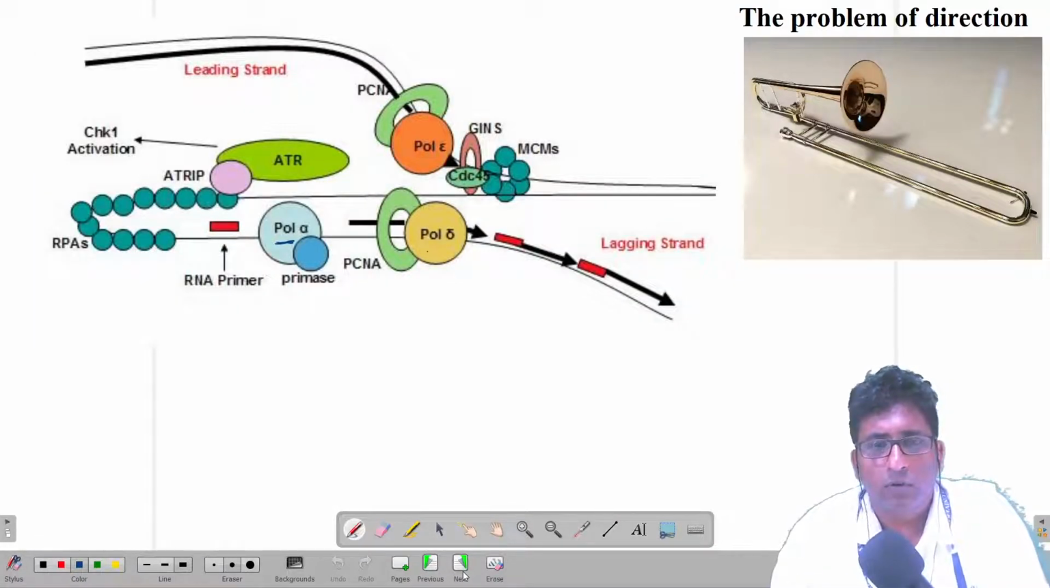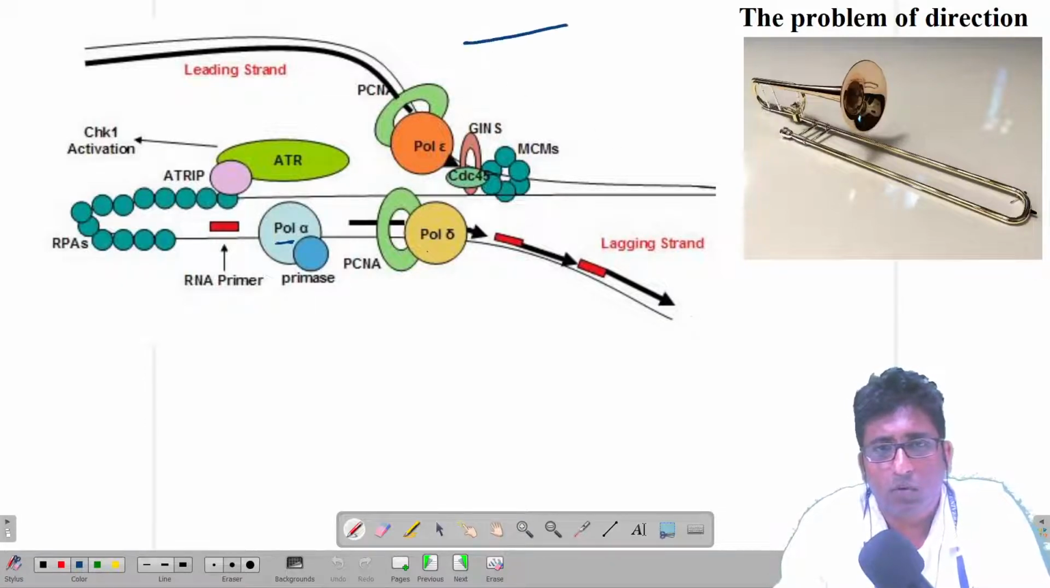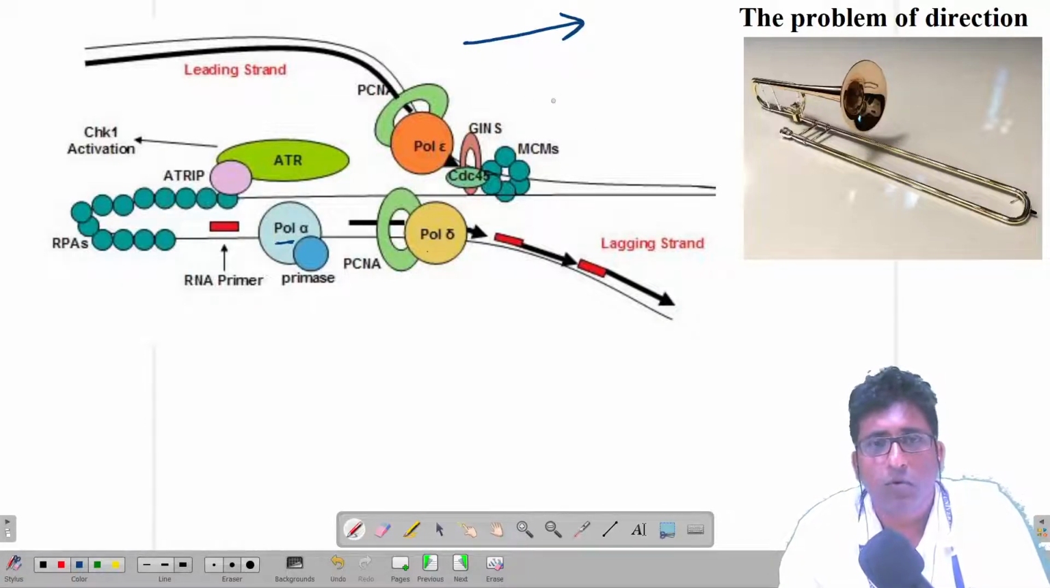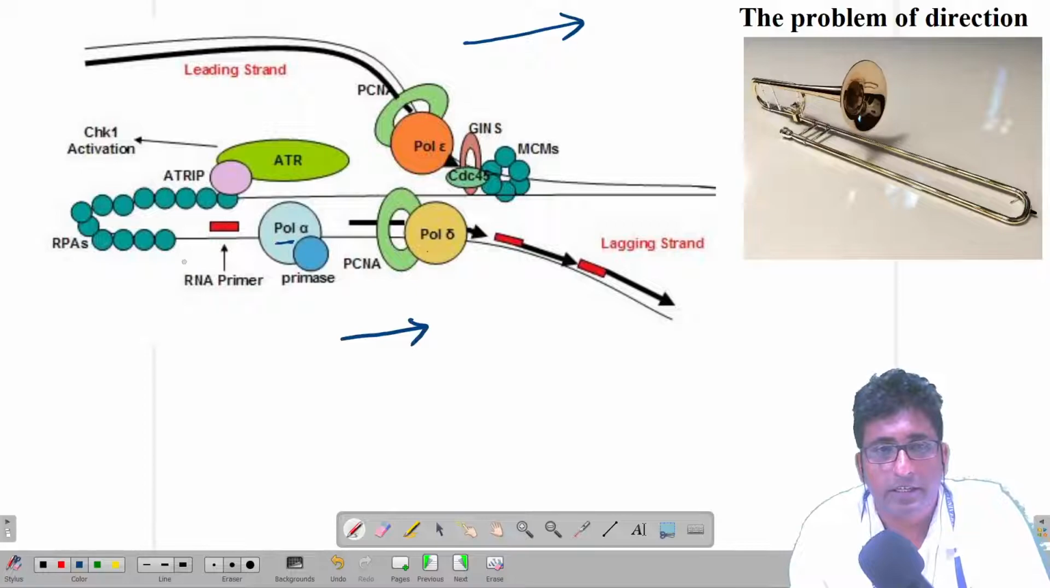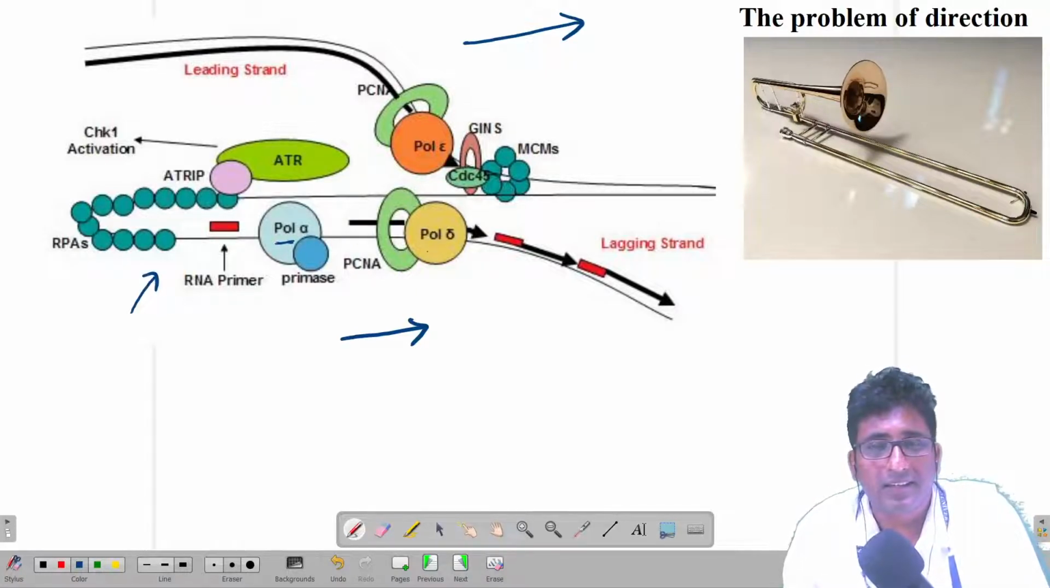So one way DNA accomplishes the coordination of the direction of the replication fork and the direction of polymerization itself is by bending the DNA as shown here. And that is something like a trombone. You call it the trombone model, and a trombone is a musical instrument that is played with a movable tube-like thing with a bend.